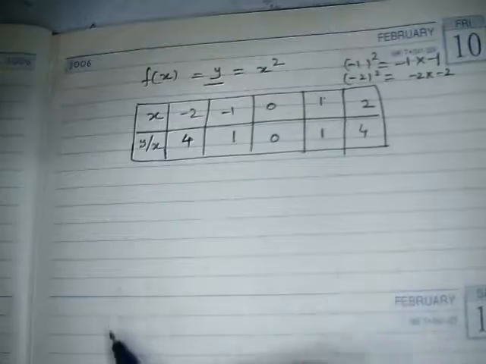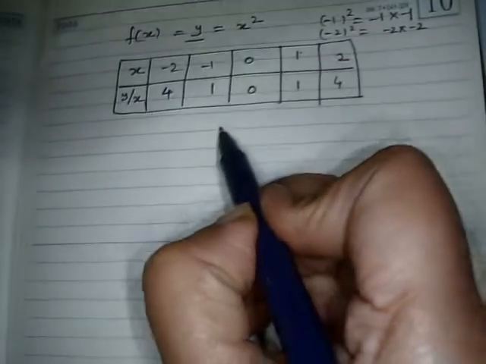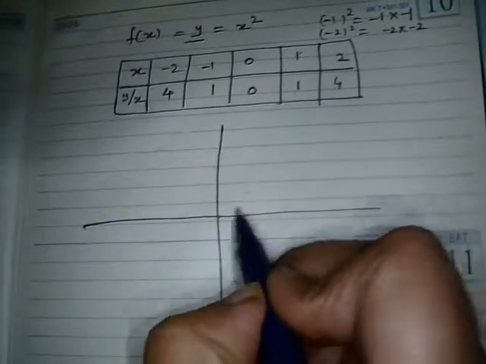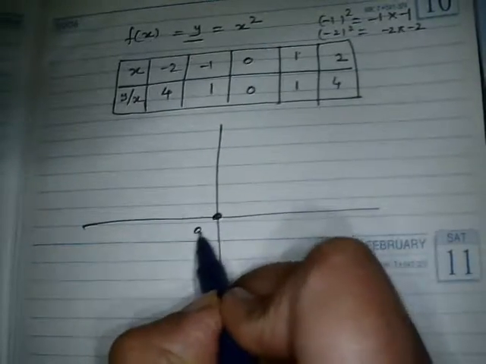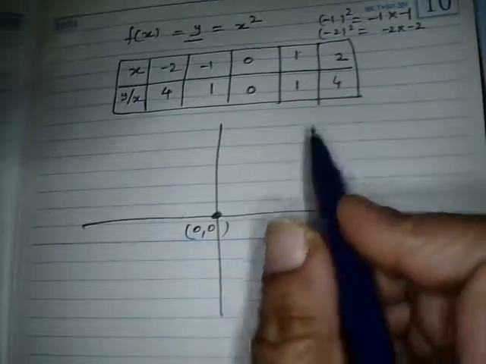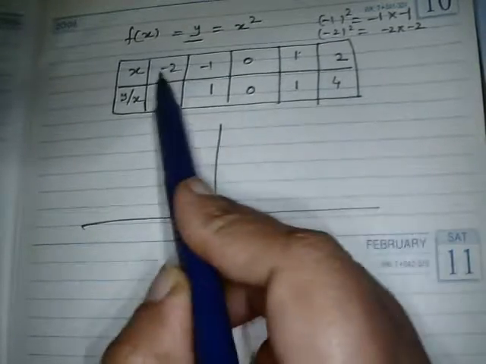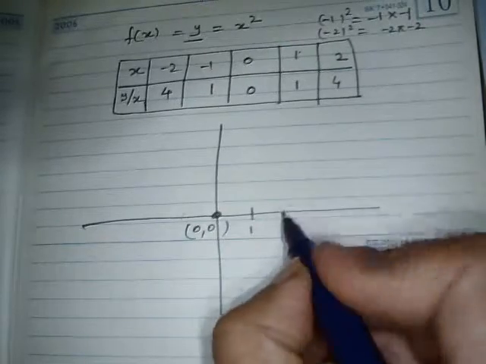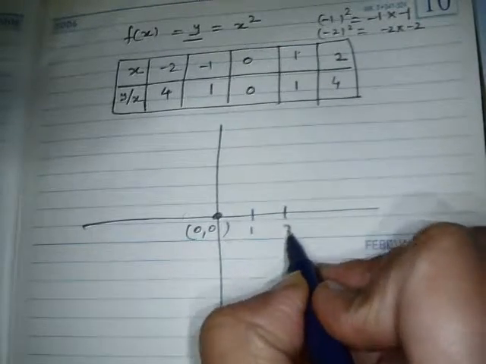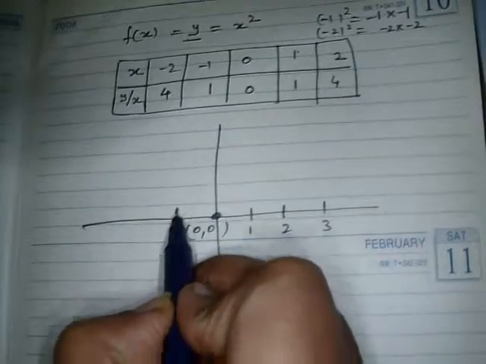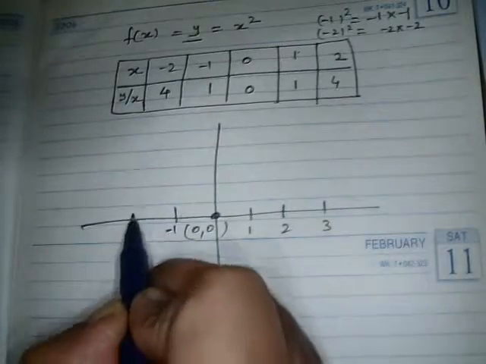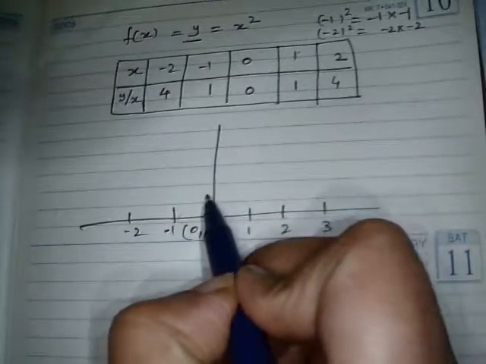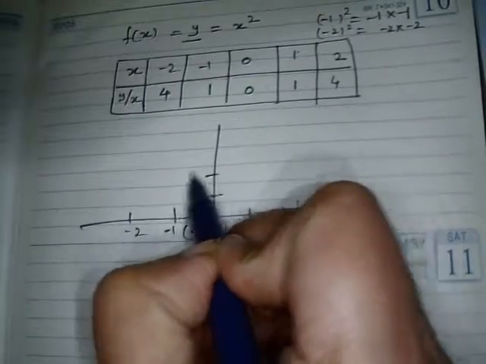Now I am going to plot the graph of this function. Roughly, this is going to be your 0, 0. On the x-axis I need the values -2 and 2, so 1, and 2, I am going to take till 3, still not needed, -1 and -2. On the y-axis I need +4 only, 1, 2, 3 and 4.